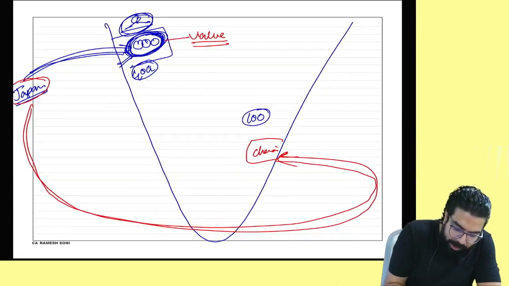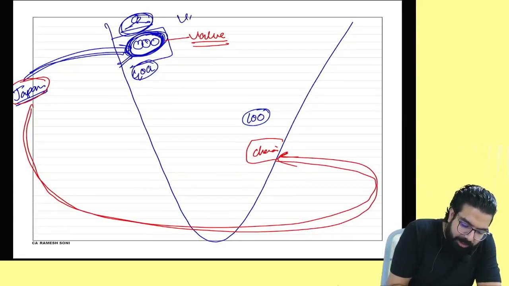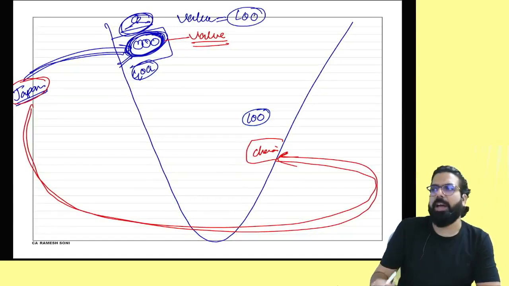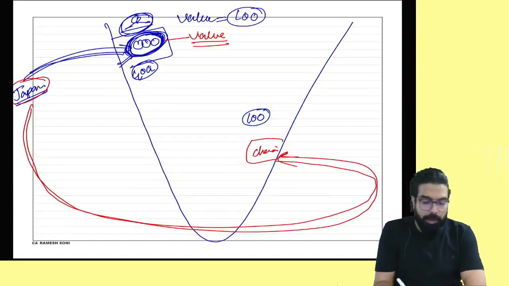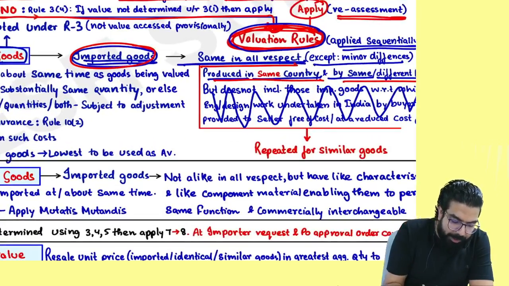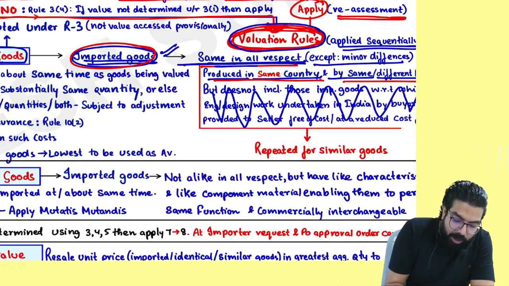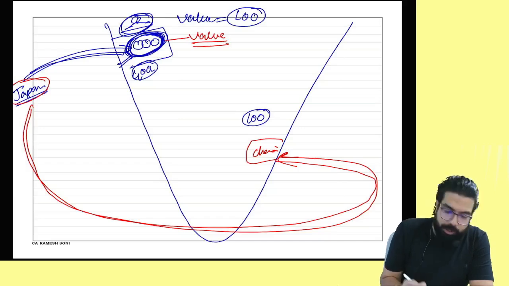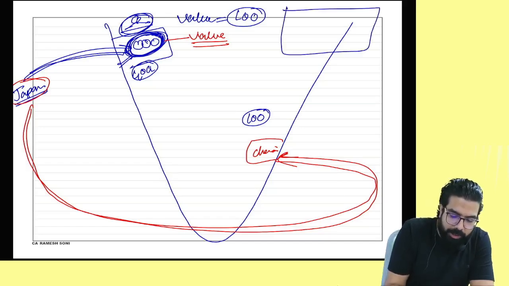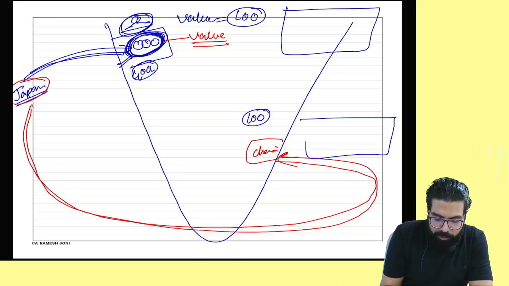Okay everyone, he will go ahead and apply the 100 rupees and he will say, Shahrukh Khan, the value of your lungis will be 100 rupees. On this, I want the custom duty. But then, listen, it should be imported goods, same in all respects.